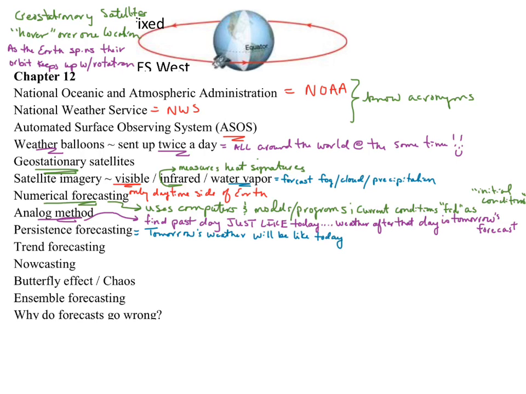Trend forecasting kind of uses, I used the example in class where we usually look on a map to our west to see what the weather's going to be like tomorrow, and that's a type of trend forecasting because we are here under the influence of the mid-latitude westerlies. So you basically look upstream, okay, to anticipate what our forecast is going to be. Nowcasting is similar to trend forecasting, but it's just on a shorter time frame.